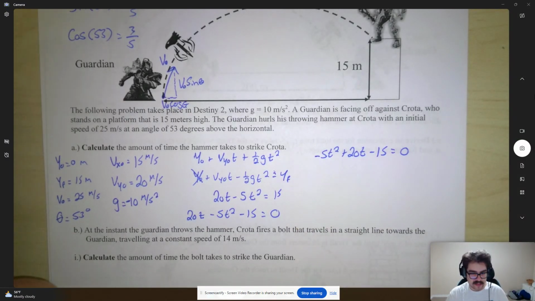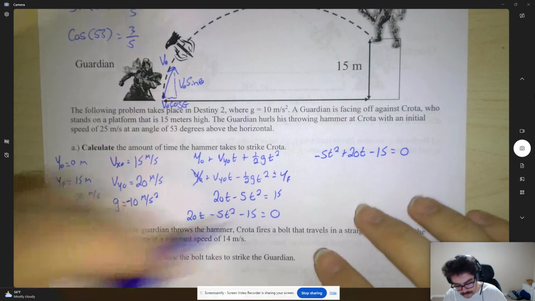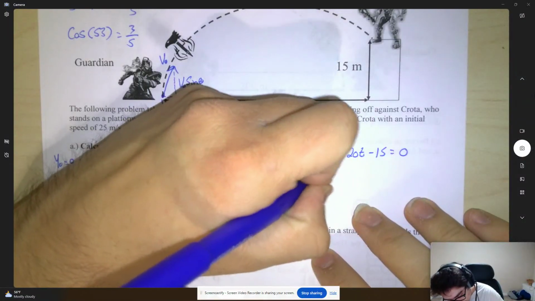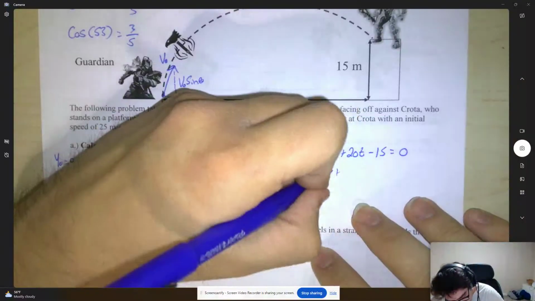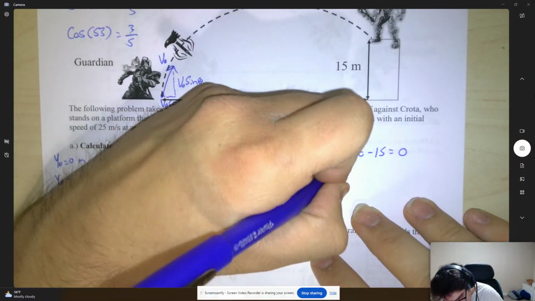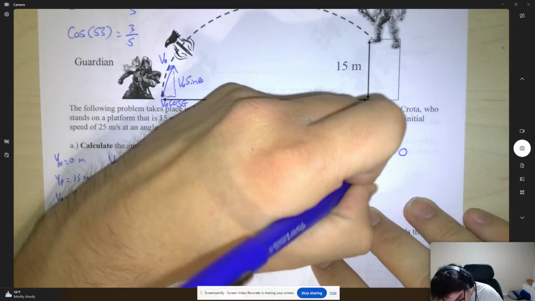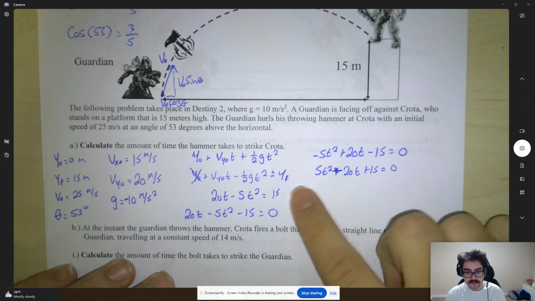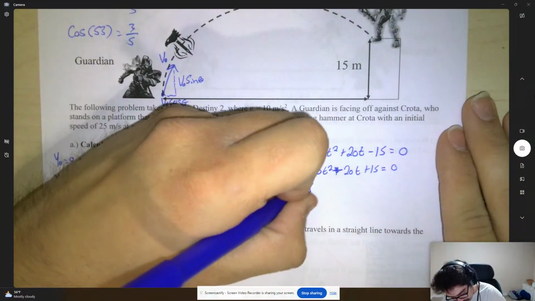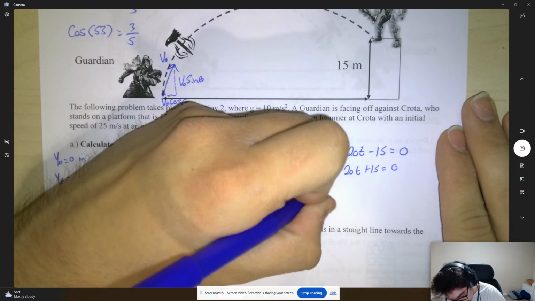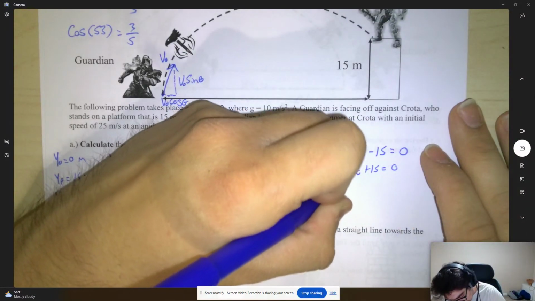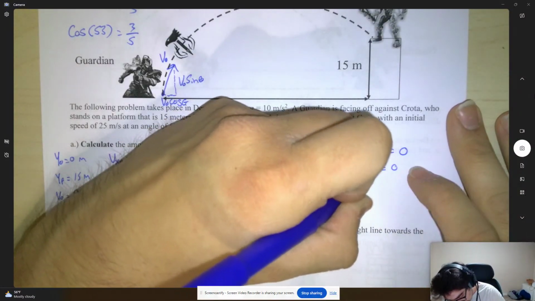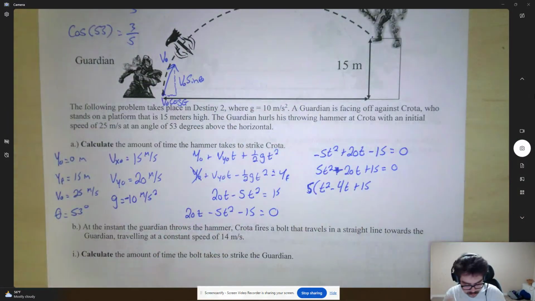Actually, that's what I'm going to do. I don't like having leading negatives, so I'm going to pull the negative out on both sides. I can multiply both sides by -1, and I should end up getting 5t squared minus 20t plus 15 equals 0. I can factor out the 5 here, and I get 5 times t squared minus 4t plus 3.